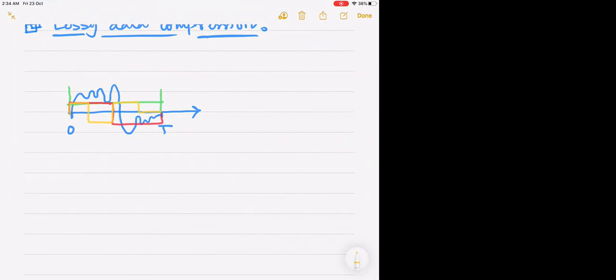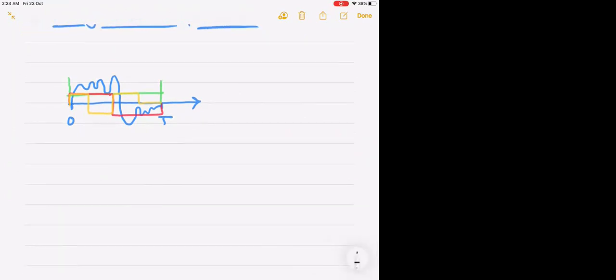What does this signify? If I now look at these green, red, and yellow functions, they give us information at various resolution levels. The green one is the coarsest, the red one is mid-range, and the yellow one in this particular case is the finest.